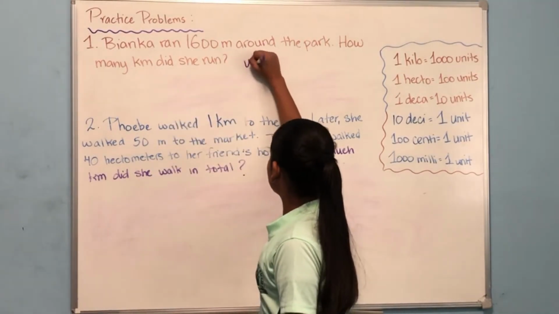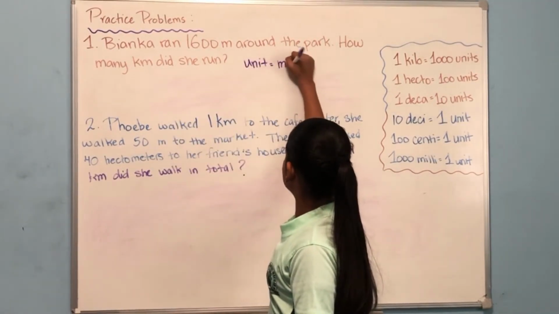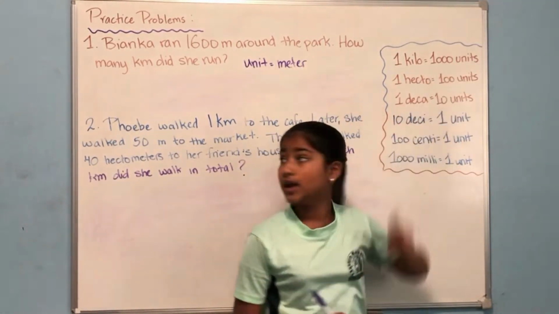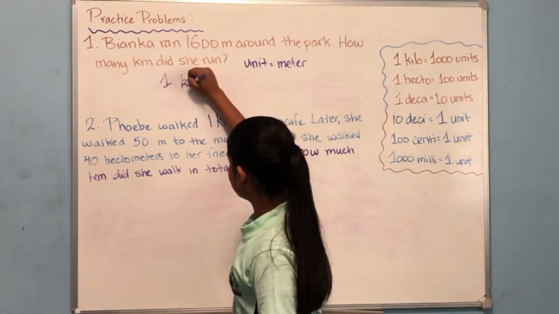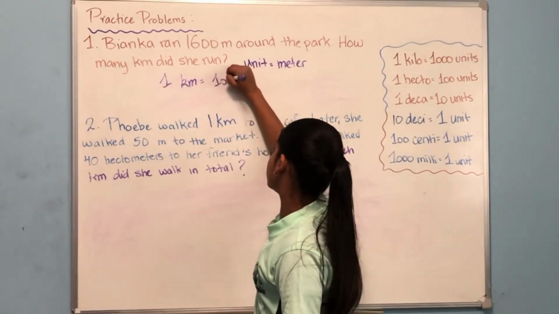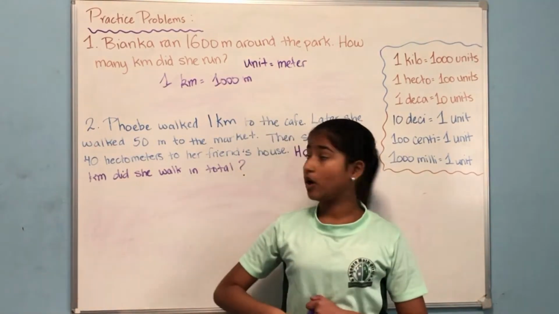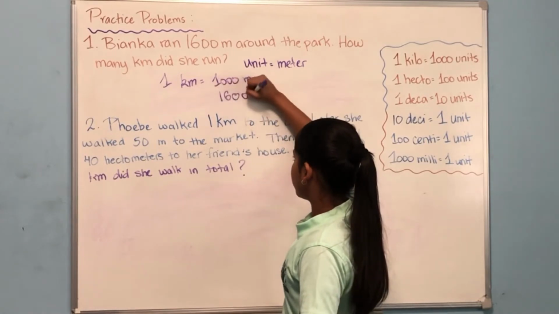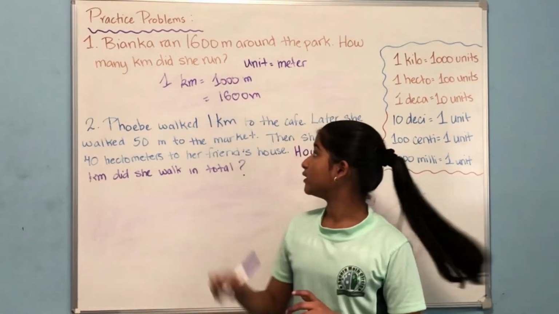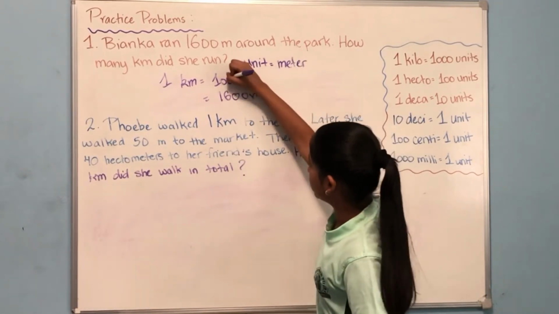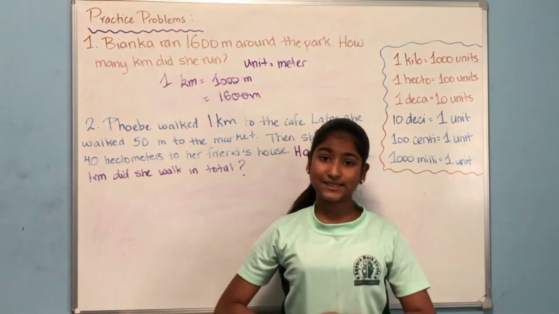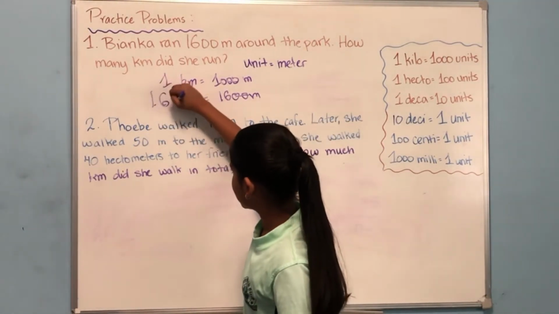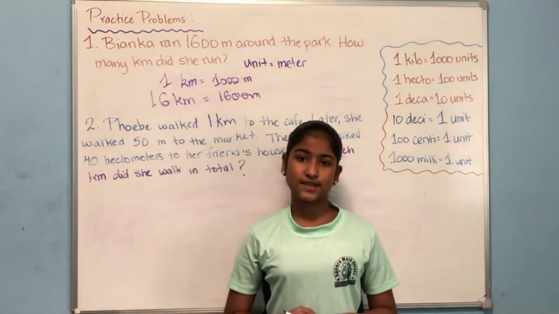So let's write that down. The unit is meters. So we know that 1 kilometer is equal to 1,000 meters. Now we have to solve how many kilometers are in 1,600 meters. So to do that, let's divide this by this. We can cross out the zeros and we get 16 over 10, which we all know is 1.6. So 1.6 kilometers is equal to 1,600 meters.